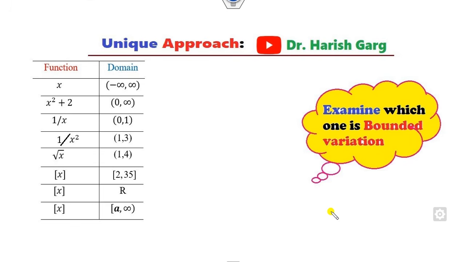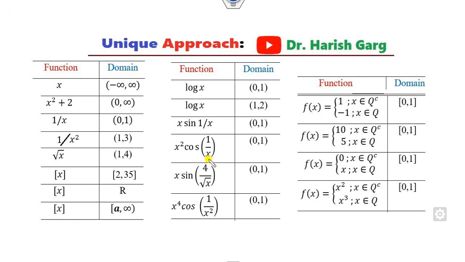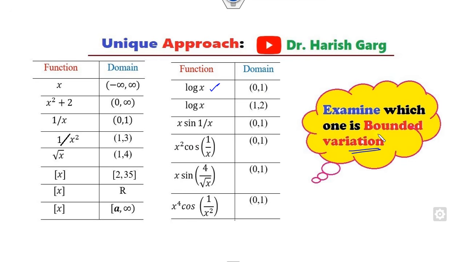So what is the objective of that? The objective is, firstly, we will try to examine which of the following functions is of bounded variation, or any combination of these, like x squared plus 2 plus the greatest integer function, or x plus root x plus sine of x, and many more. How can you examine whether they are bounded variation or not? Some more examples are logarithm, sine, cosine, and more functions like these. So our objective is to examine whether they are of bounded variation or not.